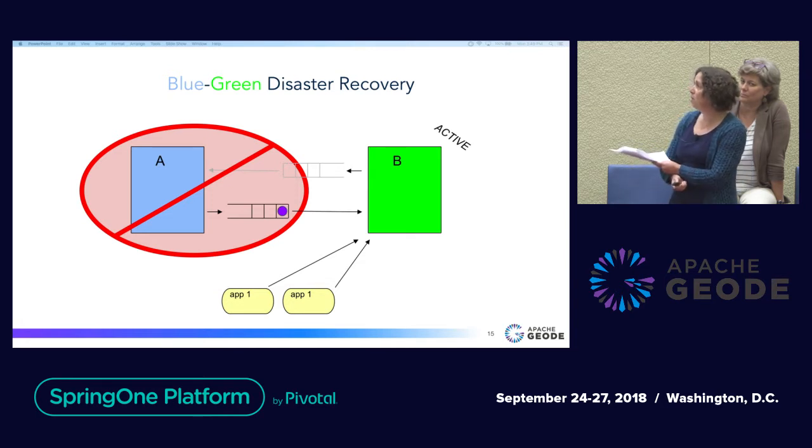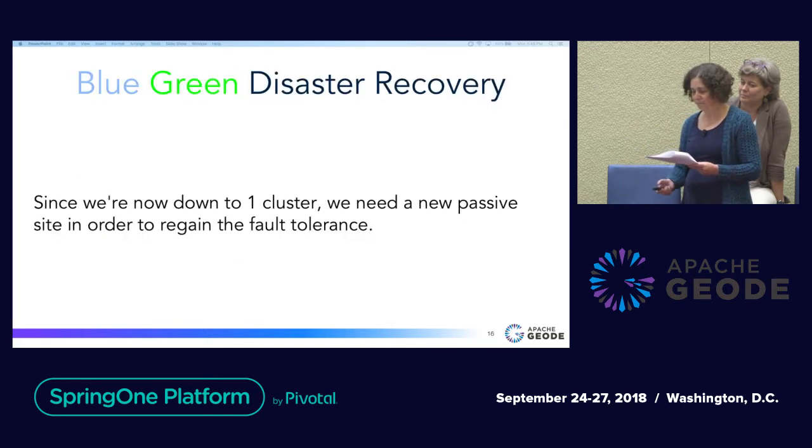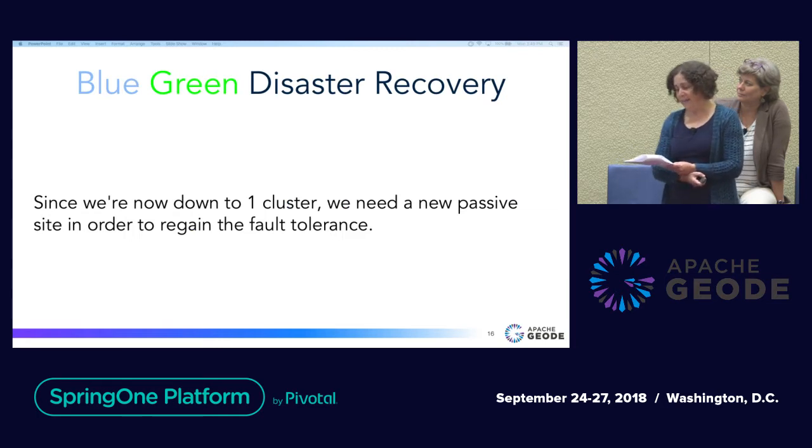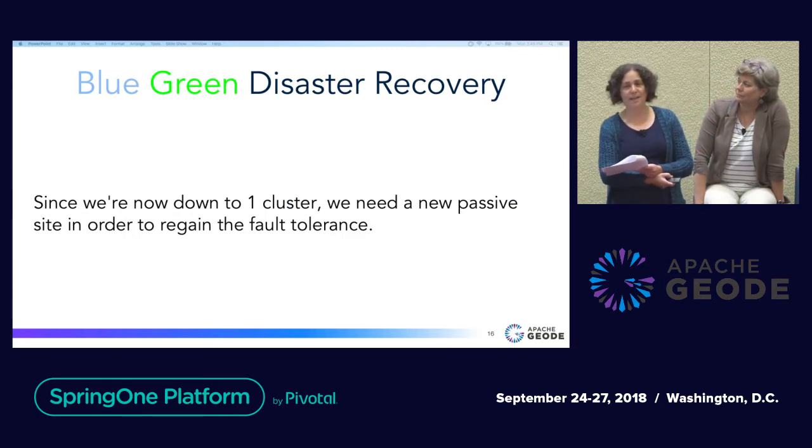An external load balancer is going to redirect all applications to the promoted and now active green cluster. That load balancer, also not part of Geode. The typical design assumes that the missing site will return shortly. So we'll assume that blue will be back and it will become the new passive cluster.